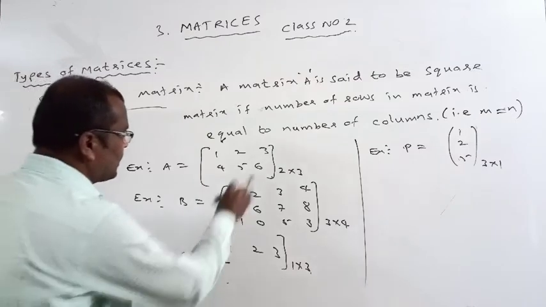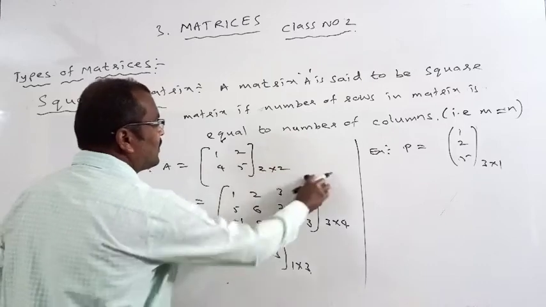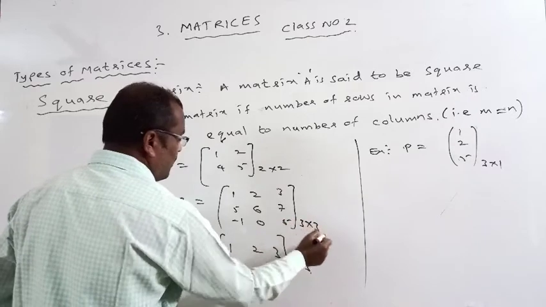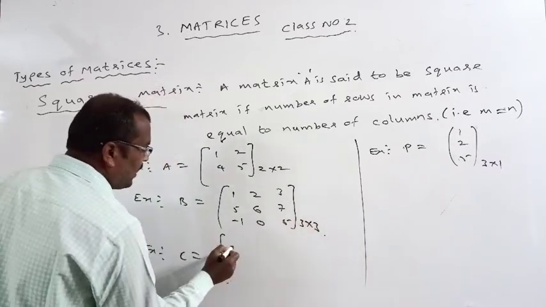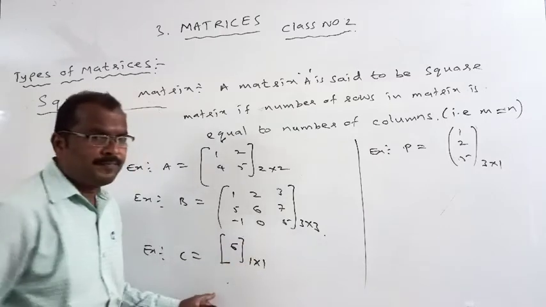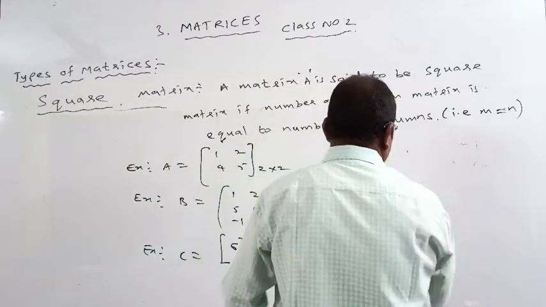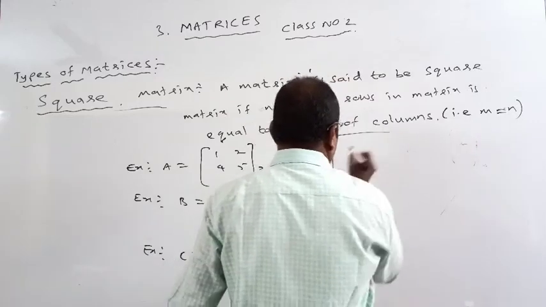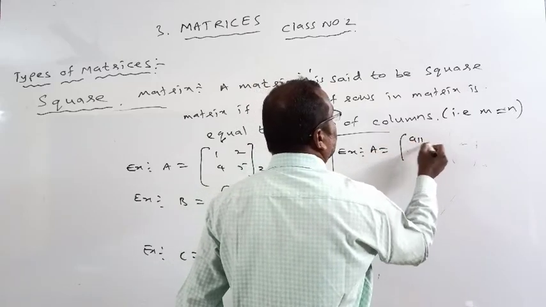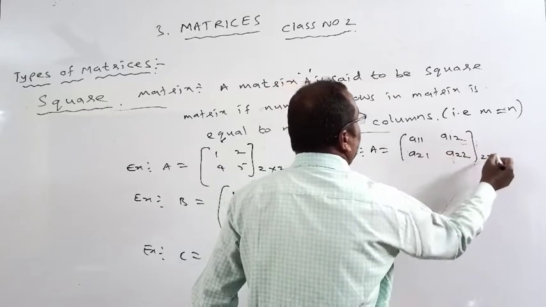Now I am giving the examples for the square matrix. So 2 by 2. So 3 by 3. So you may write like this. Number 9 or 6. 1 cross 1 is also a square matrix, 1 row, 1 column. So you may give one more example like this. A is equal to A11, A12, A21, A22, which is also 2 cross 2.